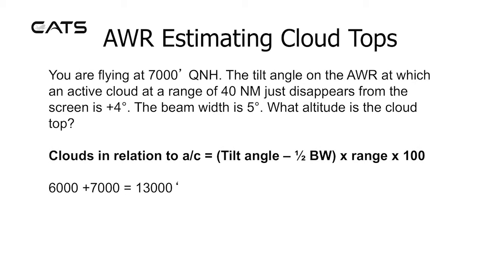You are flying at 7,000 feet QNH. The tilt angle on the airborne weather radar at which an active cloud at a range of 40 nautical miles just disappears from the screen is plus 4 degrees. The beam width is 5 degrees. What altitude is the cloud top? Clouds in relation to aircraft equal tilt angle minus half beam width multiplied by range multiplied by 100. 6,000 plus your altitude of 7,000 is 13,000 feet.